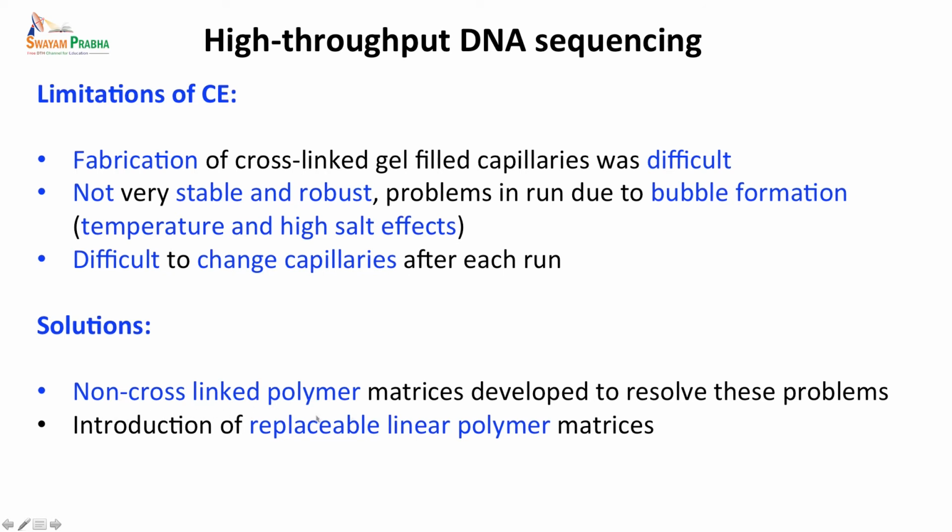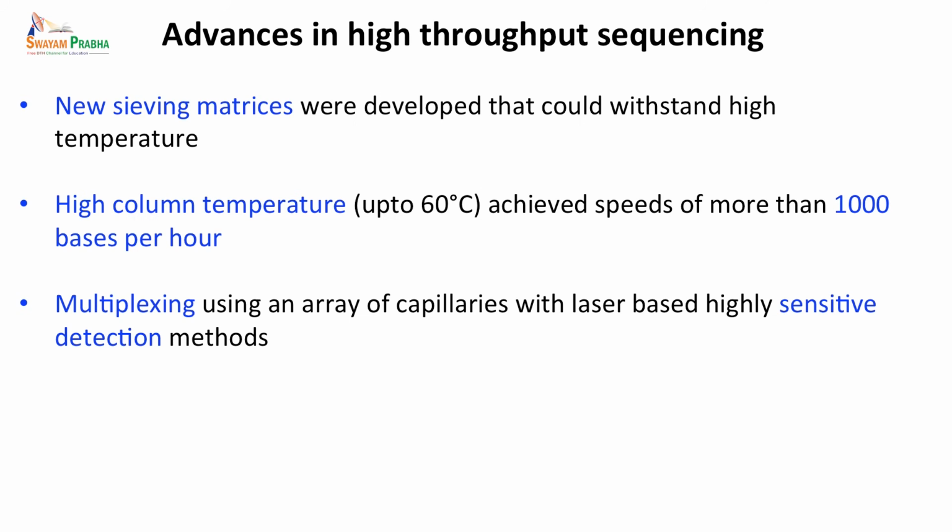So linear polymers were developed to be filled in these capillaries, and automated methods so that the gel in the capillaries could be replaced automatically with these linear polymers. So these were the major advancements which improved the efficiency and the high throughput DNA sequencing using capillary based methods.